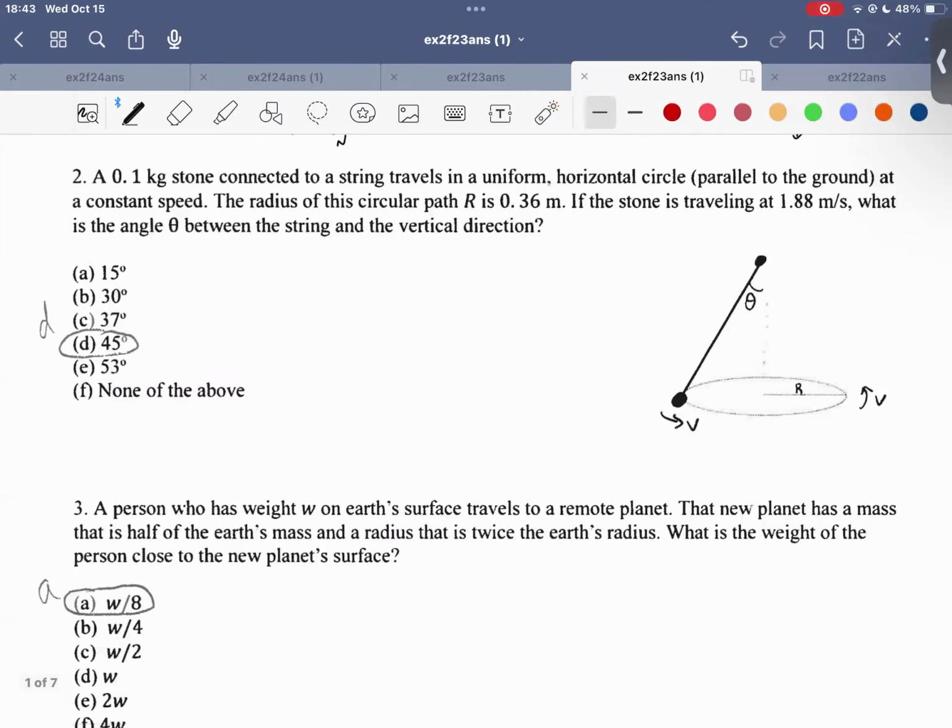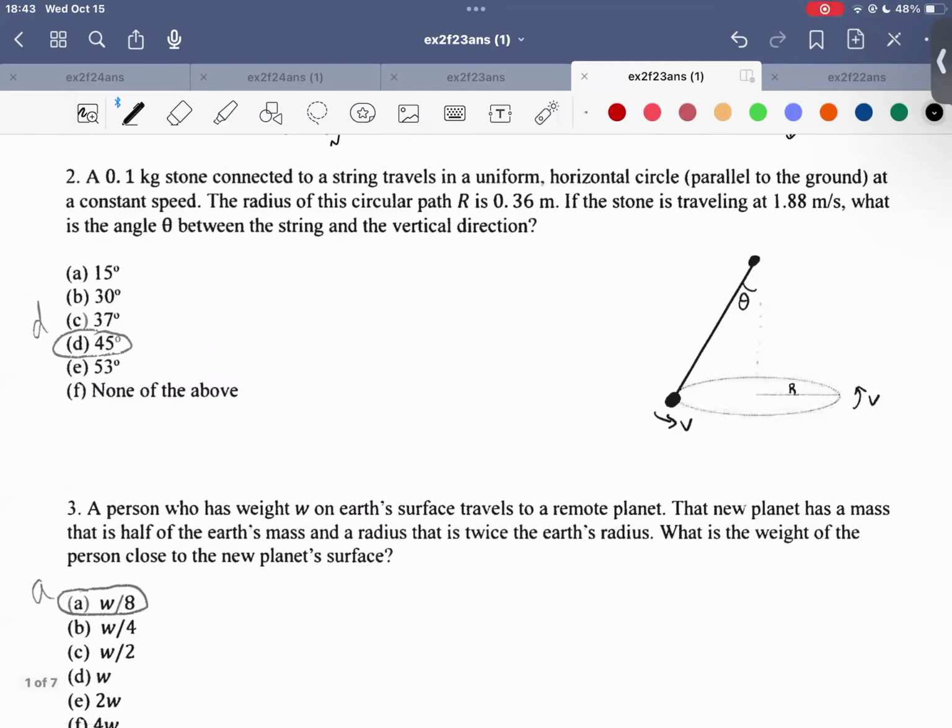So we have this 0.1 kg stone connected to a string in a uniform horizontal circle parallel to the ground at a constant speed. And we're given the radius of this circular path is 0.36 meters. If the stone is traveling at 0.88 meters per second, what is the angle theta between the string and the vertical direction? So velocity is equal to 0.88 meters per second, and we're tasked with finding theta.